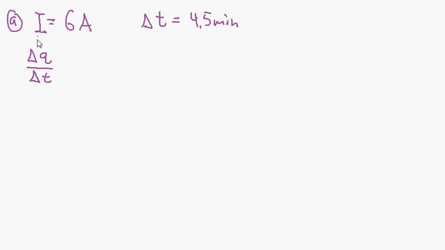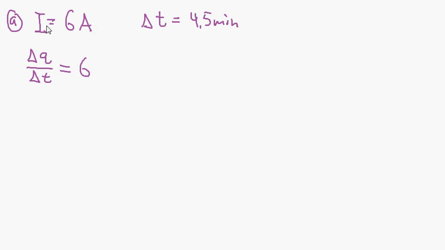Okay, so we have a current of 6 amps and a time that passes, I'm going to call it delta T, of 4.5 minutes. Okay, well, what is current? Current is the rate at which charge passes per time. Okay, this is current, delta Q over delta T. And let's just take this at 6, but let's also expand amps into more fundamental units.